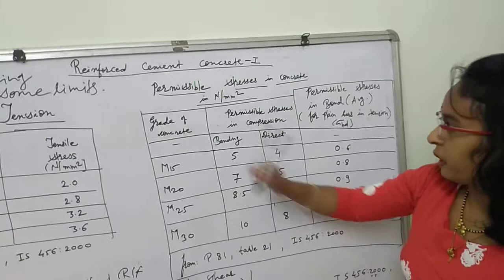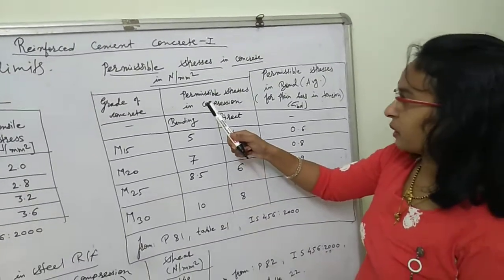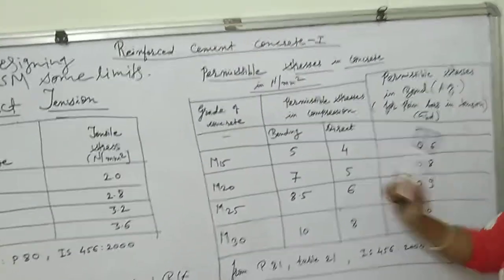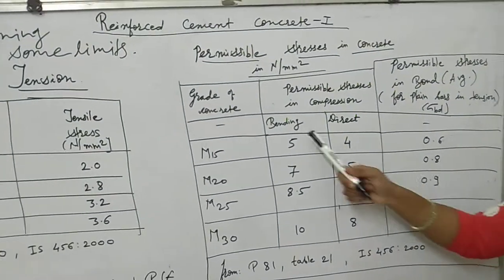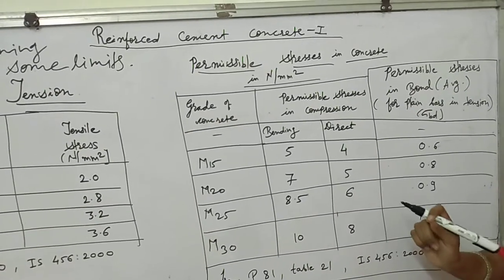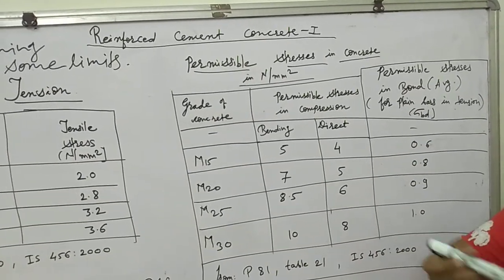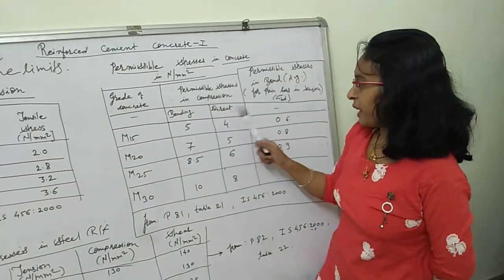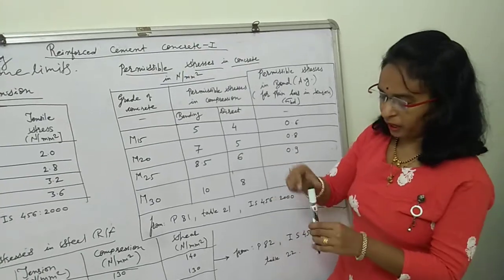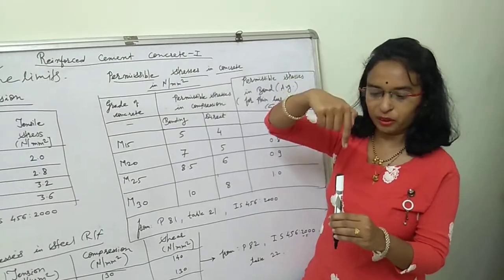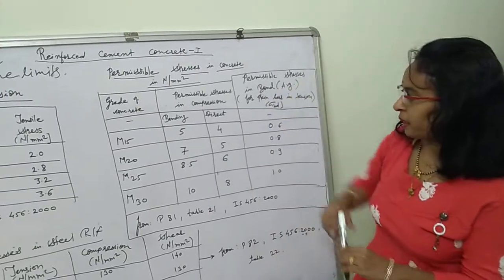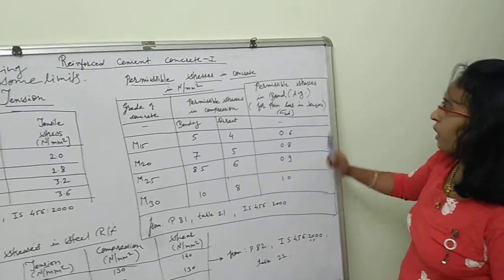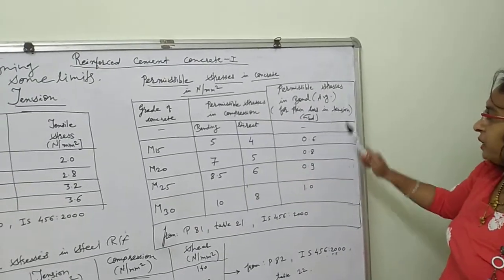The grade of concrete, permissible stresses in compression. The permissible stresses in compression are in two parts, bending and direct. Bending means if bending comes in the slabs and beams. If you are applying the load on a beam like that, then bending occurs, and direct is for the column. If you are applying the pressure on the column, then it comes directly, means it is direct. And permissible stresses in bond, average for plain bars in tension, tau bd.